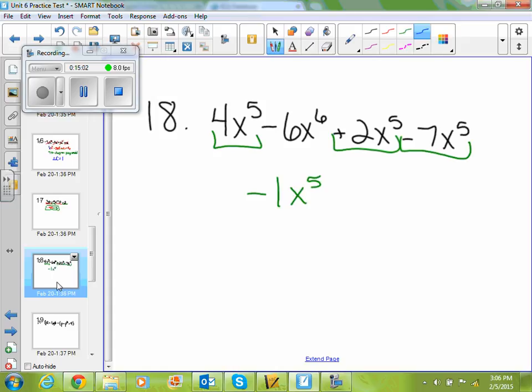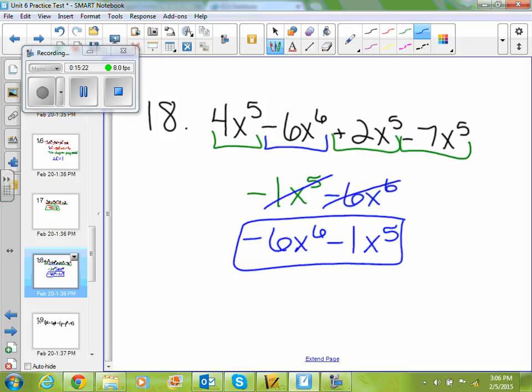What can I combine with this minus 6x to the 6th? Just bring it down. Perfect. Is this in standard form? No. What's our biggest exponent? 6. So this negative 6x to the 6th has to come first. What comes next? Okay, so you would have gotten that one right, but you would have been in standard form, so you need to make sure you check in standard form too.